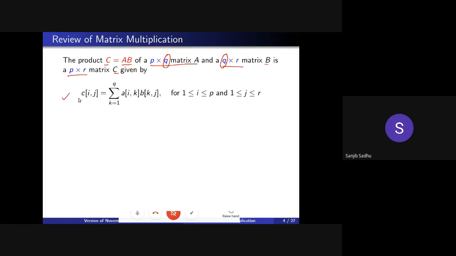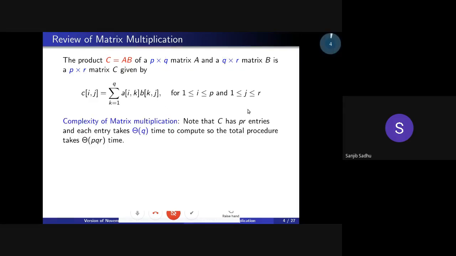Mathematically, each entry of the matrix C is denoted by Cij, which is equal to the sum of the products Aik and Bkj, where k varies from 1 to q. You know all this. Now C has P into R entries. How many rows and how many columns? The number of rows is P and the number of columns is R, so the total number of entries is PR. Each entry is obtained by multiplying elements from a row of A and a column of B, and that takes theta q time to compute each entry.